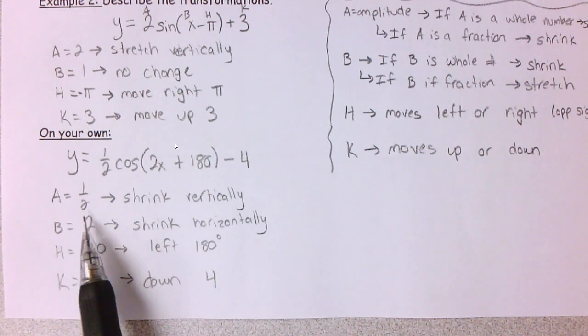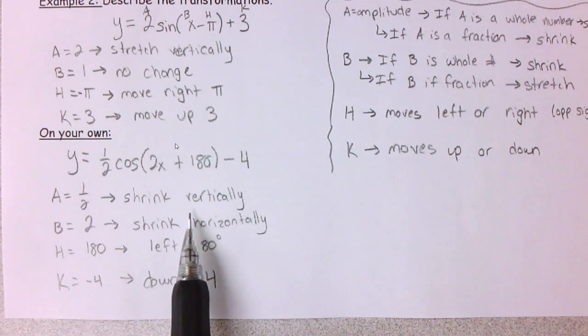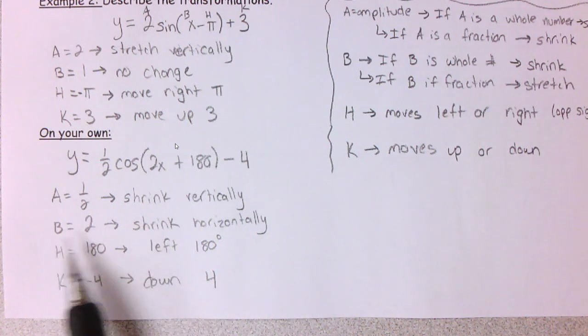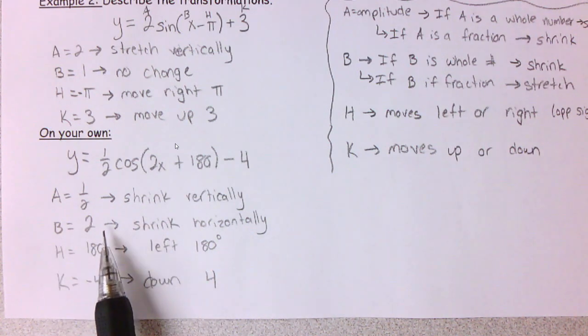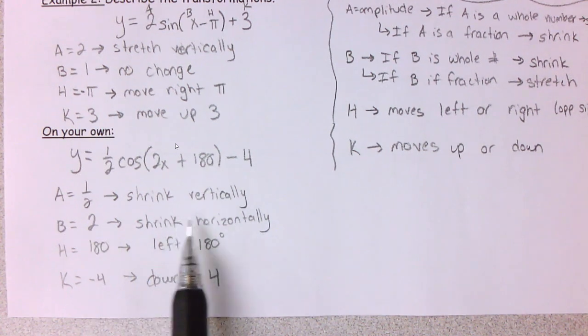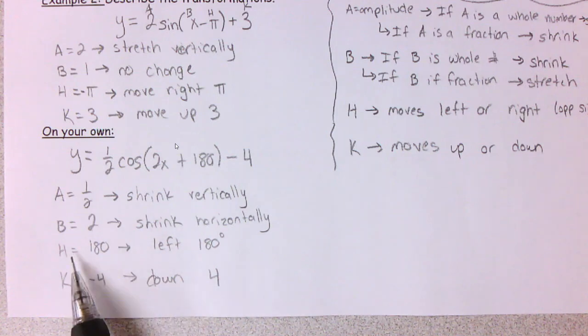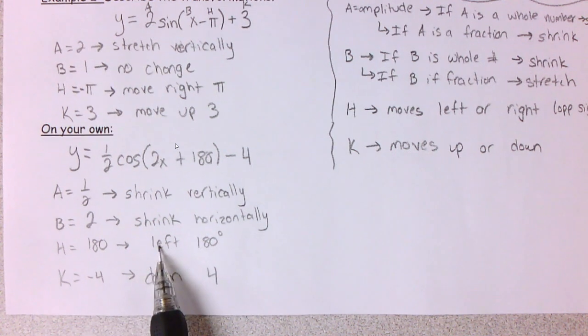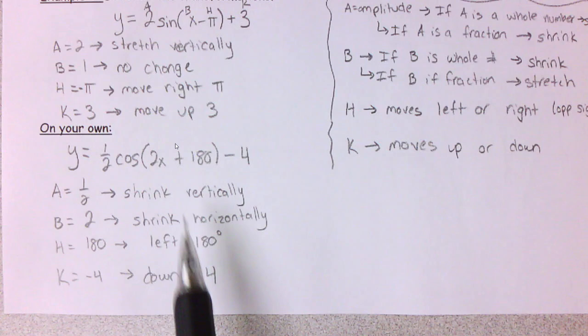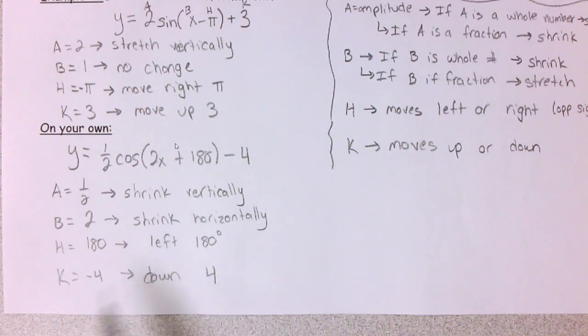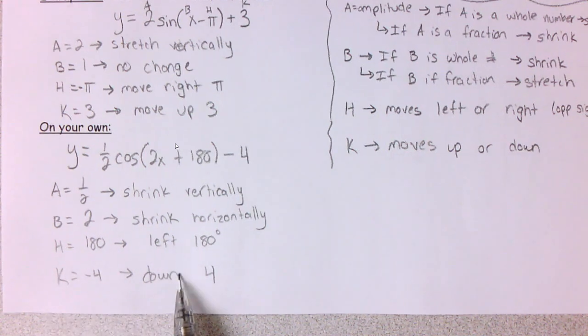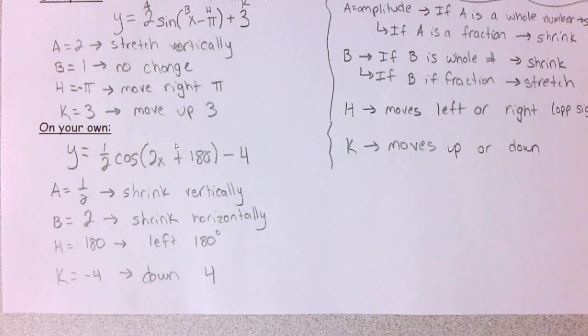All right, A is 1/2, so it's going to shrink it vertically because I'm going to go up 1/2 and down 1/2. B is 2, so when we think of finding the period, I'm dividing the period by 2, so that's why it's shrinking horizontally. So we're going to squish that period in. H is positive 180, so we move opposite of that, which would be left 180 degrees, because it would be a negative. Positive would make it move right, but we move opposite. And then k is negative 4, so I go down 4. Okay, so that's all we do for these. We're just describing the transformations of the graph or how it moves.